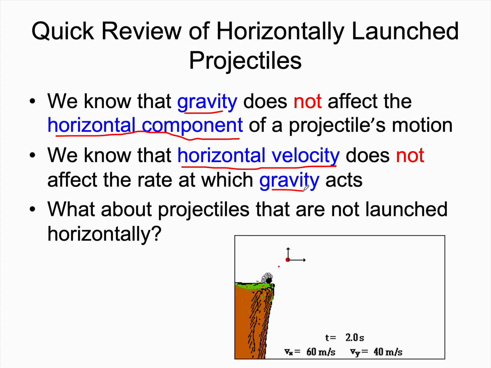But what happens to projectiles that are not launched horizontally? Well, take a quick look at this again, a quick reminder. Here's a projectile. When it's launched, its horizontal velocity is 60, and that stays the same the entire time that it's flying. What does change is the vertical velocity. It's changing by 10 meters per second each second that it's in flight, losing 10 meters per second on the way up, gaining 10 meters per second on the way down.